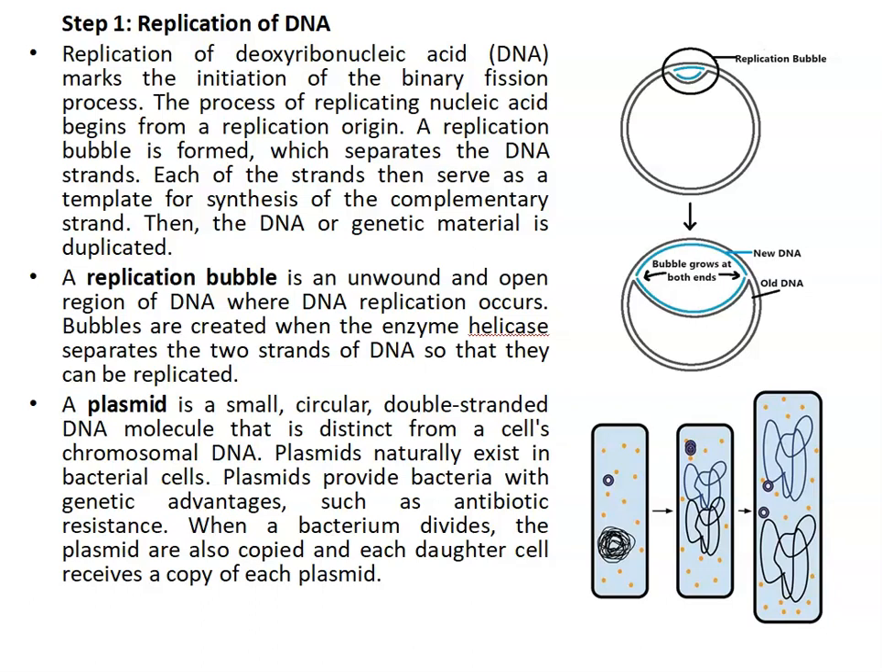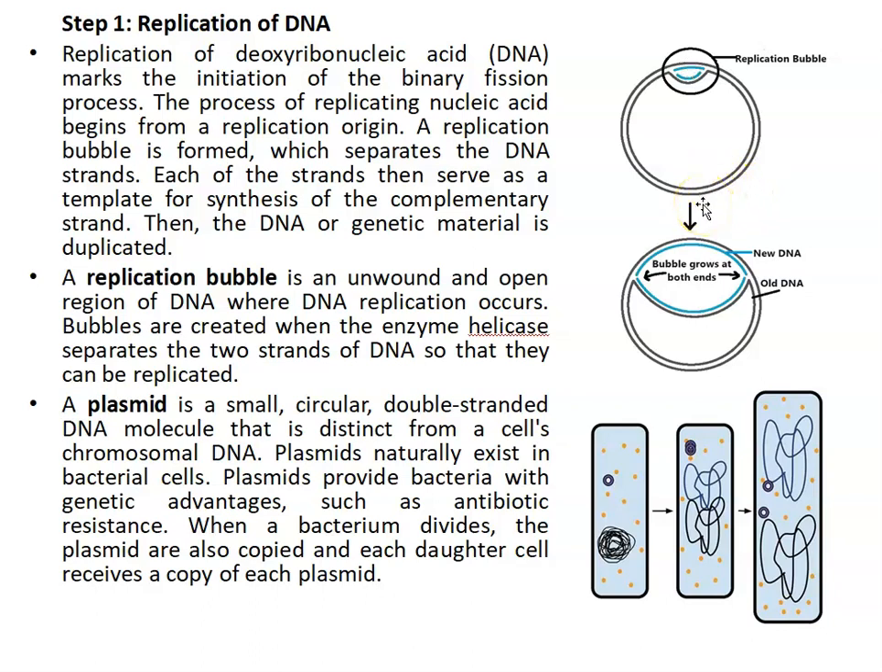Step 1 is replication of DNA. Replication of DNA marks the initiation of the binary fission process. The process of replicating nucleic acid begins from a replication origin. So, a replication bubble is formed first. You can see here the replication bubble. The replication bubble separates the DNA strands. Each strand then serves as a template for synthesis of the complementary strand.